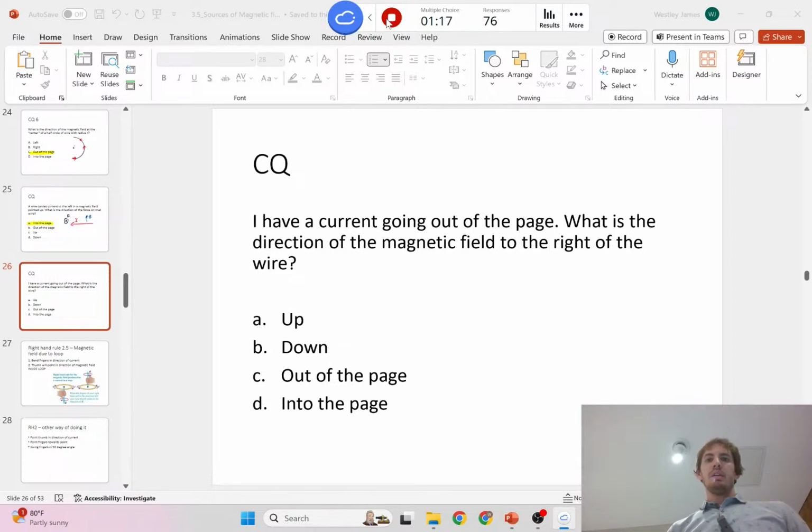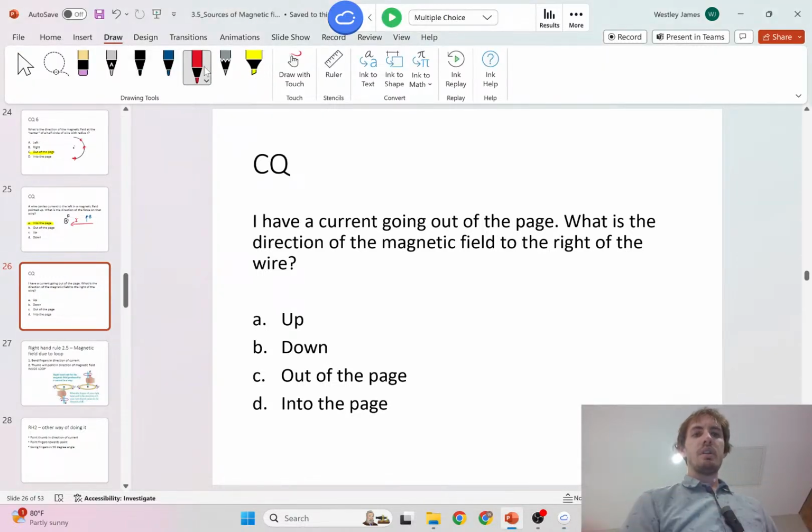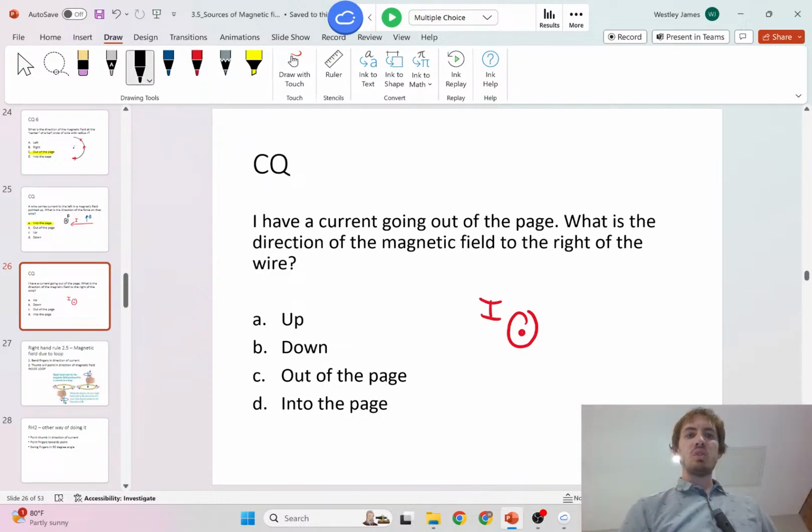All right, so same strat. Draw a picture. We have a current carrying wire going out of the page, so we draw it like this. A dot is out of the page. We care about a spot to the right of it. Who cares how far? It could be close, could be far. It doesn't change the answer. Call it point P, P for point.